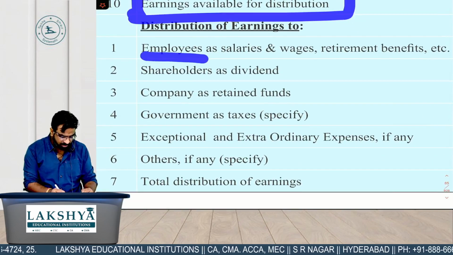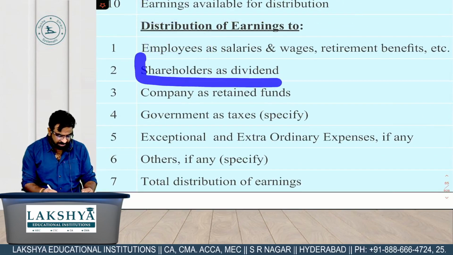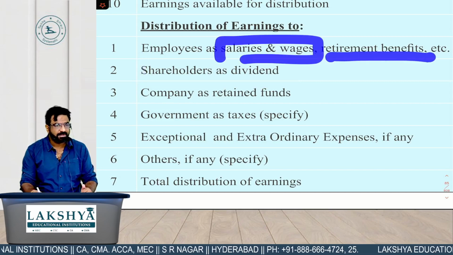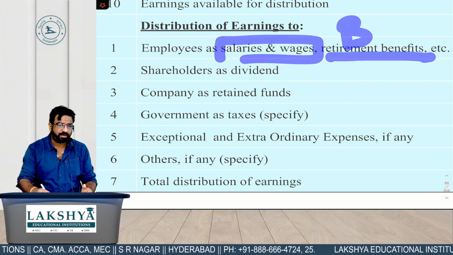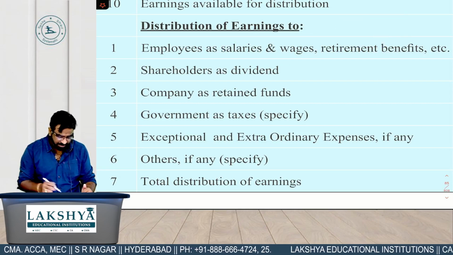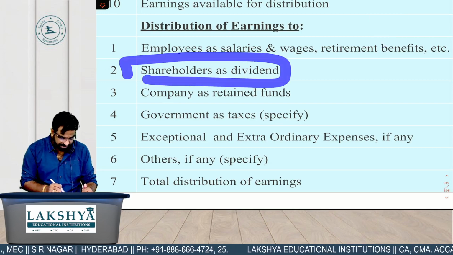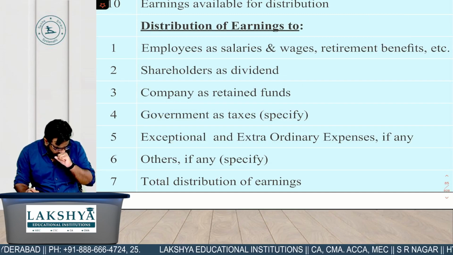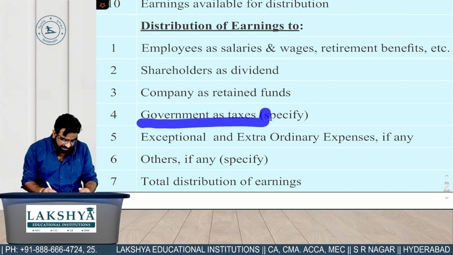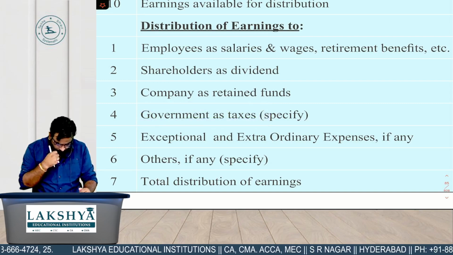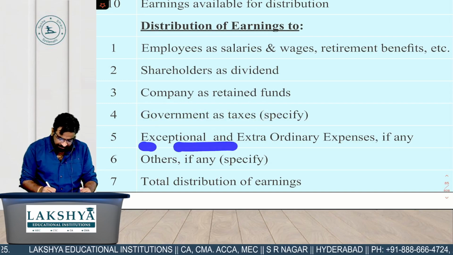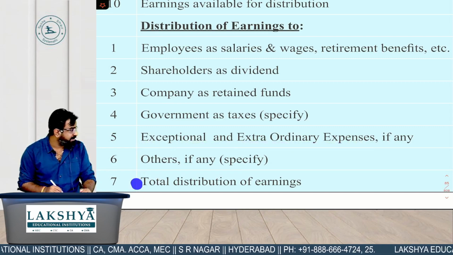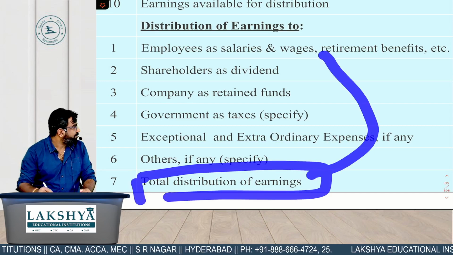How much is towards whom? Employees. How much towards the employees? Because what is the earning of the employees? The earning of the employees is in the form of salaries and wages. And what do you mean by retirement benefits? In the form of bonus, gratuity, ESI. How much out of this is applicable to whom? Shareholders. How much is retained in the form of FR? What is FR? And how much is going to the government in the form of taxes? And this is exceptional and extraordinary expenses and others, if any. And this will be called what? Which should match with this figure.